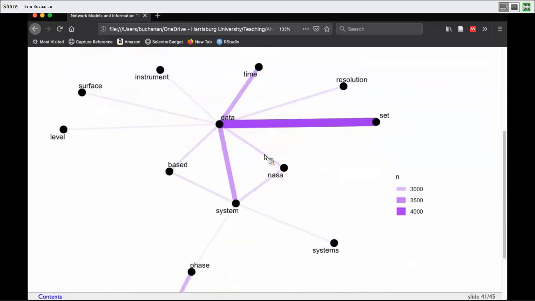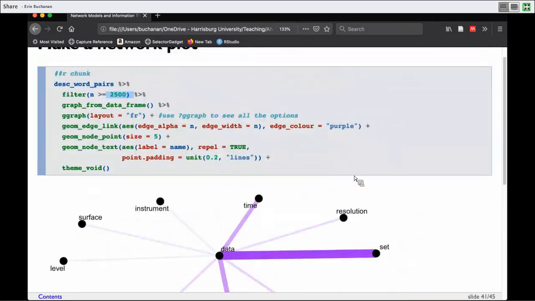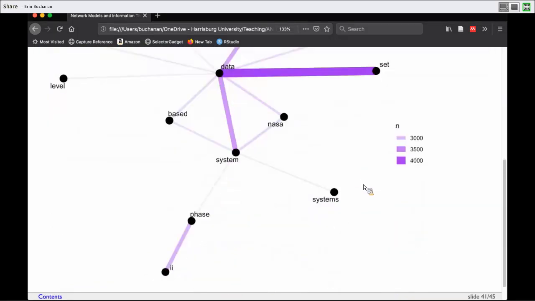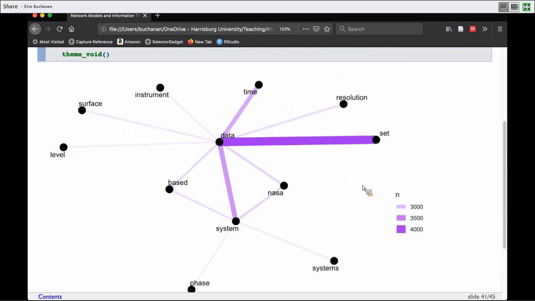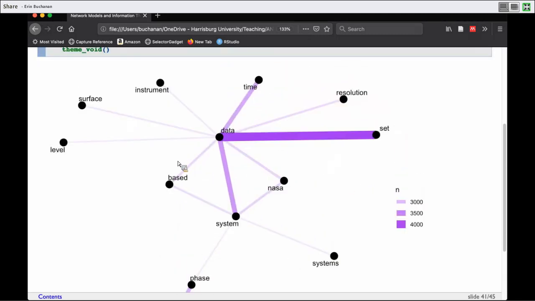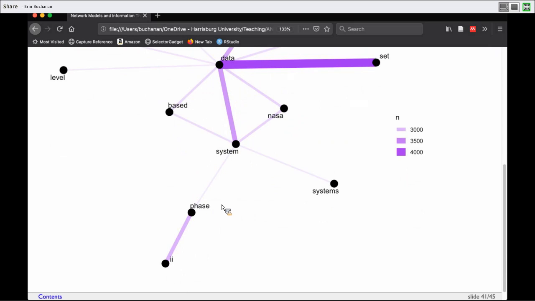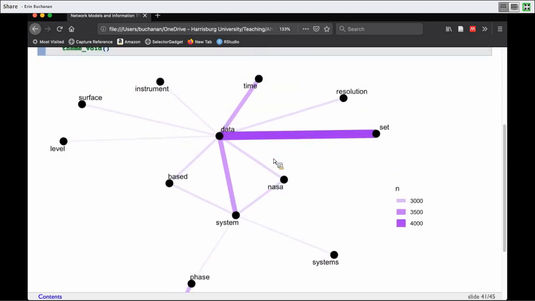Let's look now at the descriptions. Now I up this one to 250. I might have to go down a little bit because the graph is not super interesting; there's not a lot of interconnectedness. Most things here center around data because of what we picked. And then we get a little bit of this phase two problem again out here.